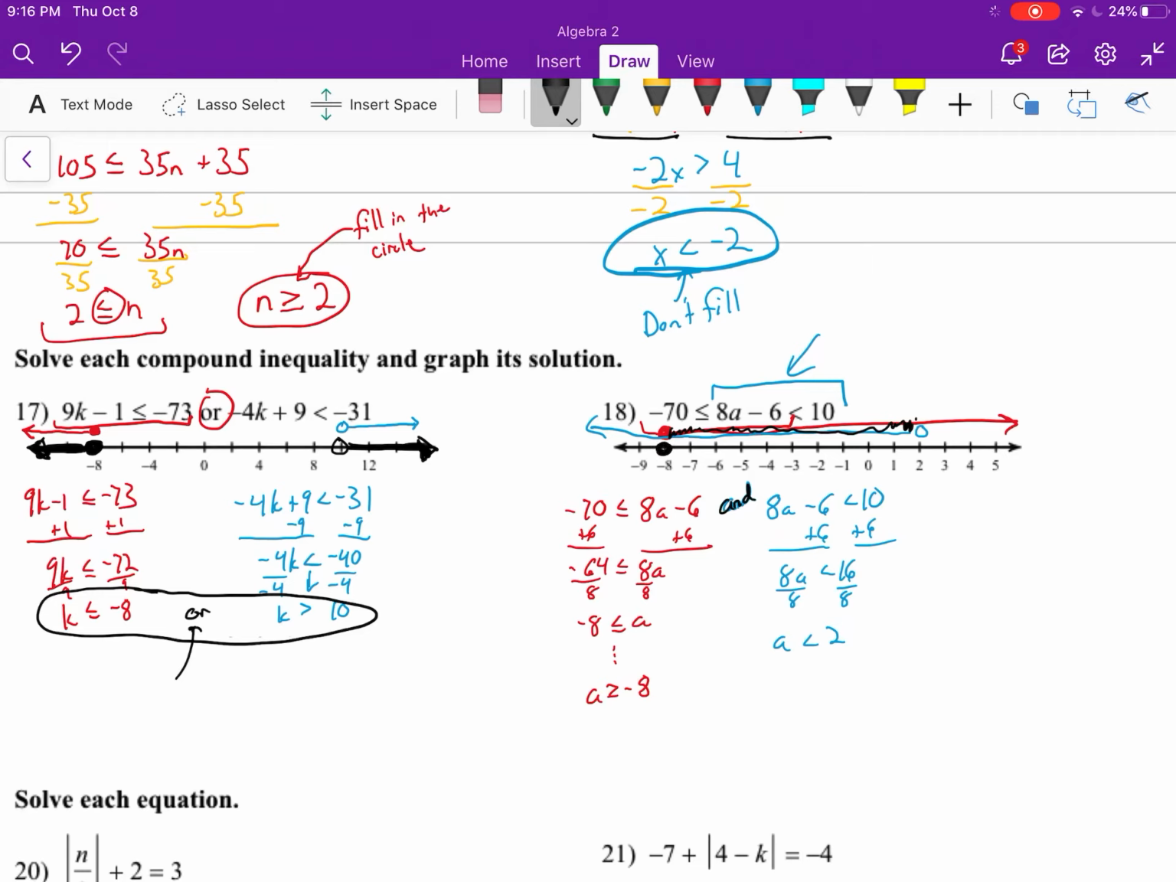So the solution we should put actually on our number line, touching the number line, as part of the number line, from -8 all the way up to 2, and we put an open circle at 2.